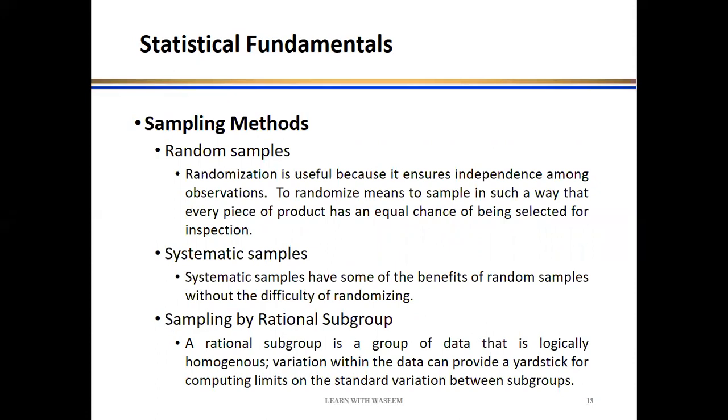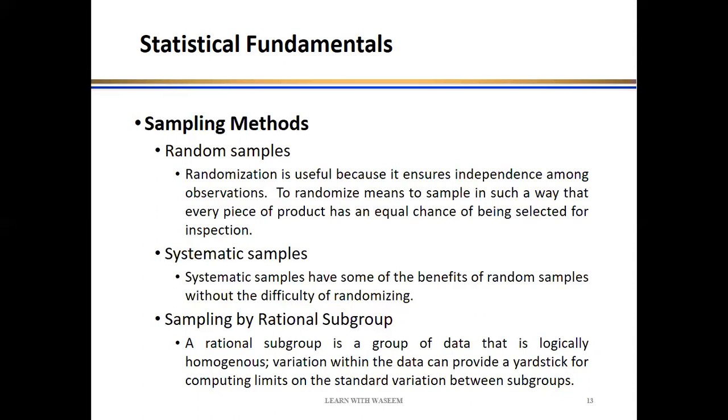Let's discuss some sampling methods here. The first one is the random samples. Randomization is useful because it ensures independence among observations. To randomize means to sample in such a way that every piece of a product has an equal chance of being selected for inspection. This means that, for example, if 1,000 products are produced in a single day, each product has a one out of 1,000 chance of being selected for inspection on that particular day.